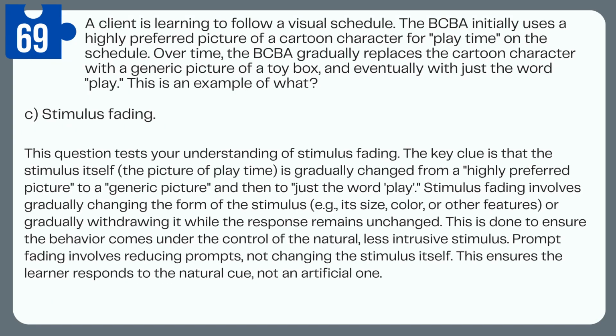Answer: C. Stimulus fading. This question tests your understanding of stimulus fading. The key clue is that the stimulus itself, the picture of playtime, is gradually changed from a highly preferred picture to a generic picture and then to just the word play. Stimulus fading involves gradually changing the form of the stimulus, for example its size, color, or other features, or gradually withdrawing it while the response remains unchanged.